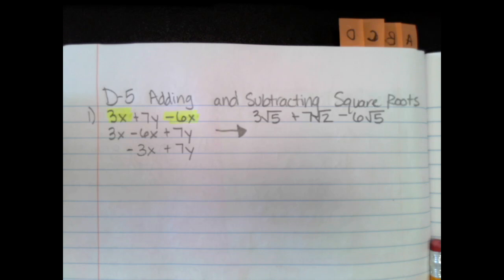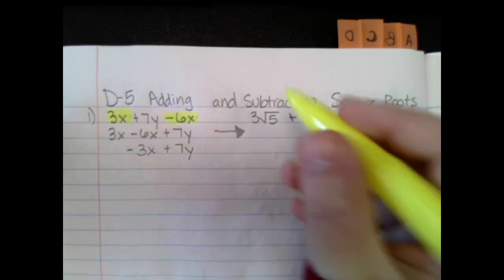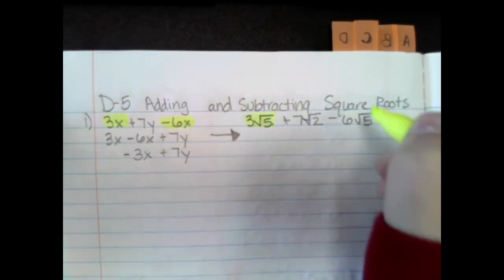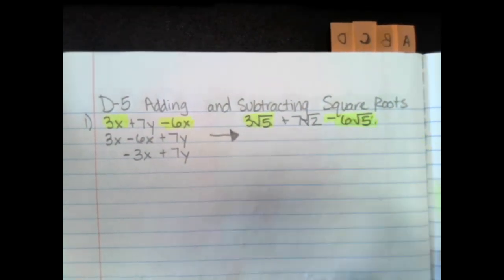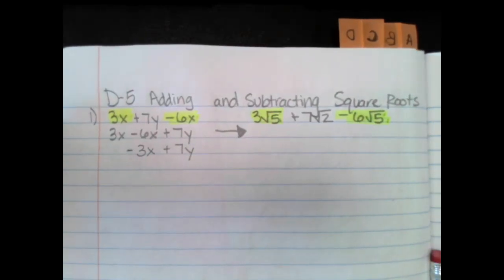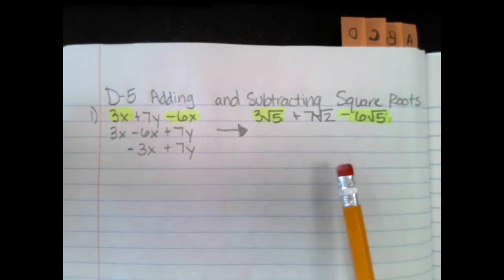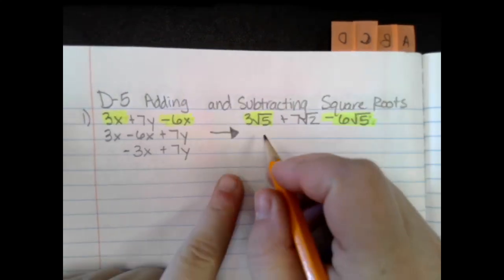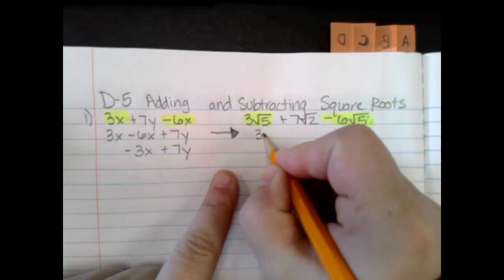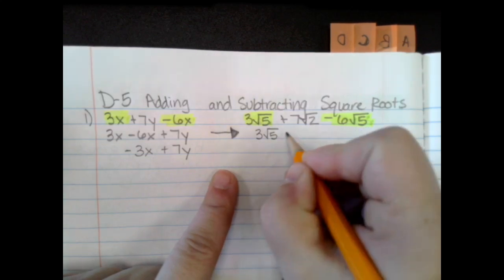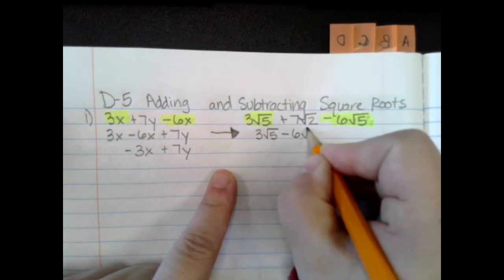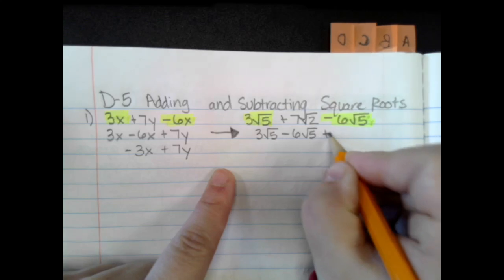So when we combine square roots, it's really just combining like terms. We can only combine square roots that have the same simplified square root. So what square roots match here? Square root of 5 and square root of 5. So we would do it exactly the same. We probably would skip the next step where we rewrite it next to each other, but I would do 3 square root of 5 minus 6 square root of 5 plus 7 square roots of 2.